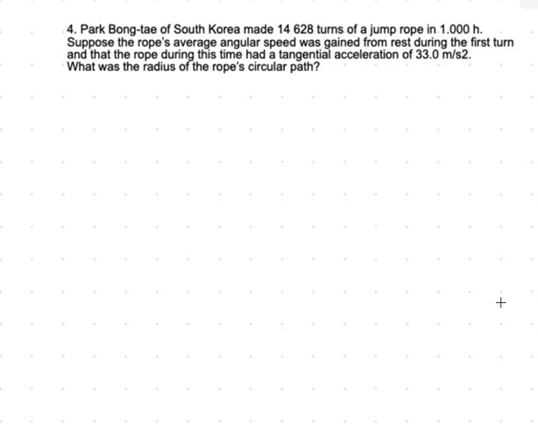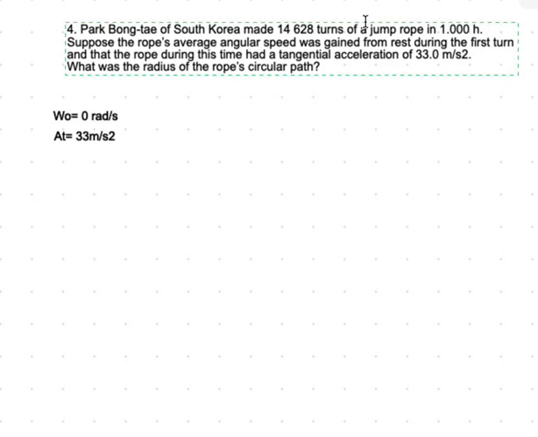Okay, so essentially we've got a person who is moving a skipping rope in a circular path. That rope is accelerating, so we can see here that initially the rope was at rest. So that tells us that our initial speed is going to be equal to 0 radians per second. And then he accelerates, which means to speed up, at a rate of 33 meters per second squared, and that is our tangential acceleration.